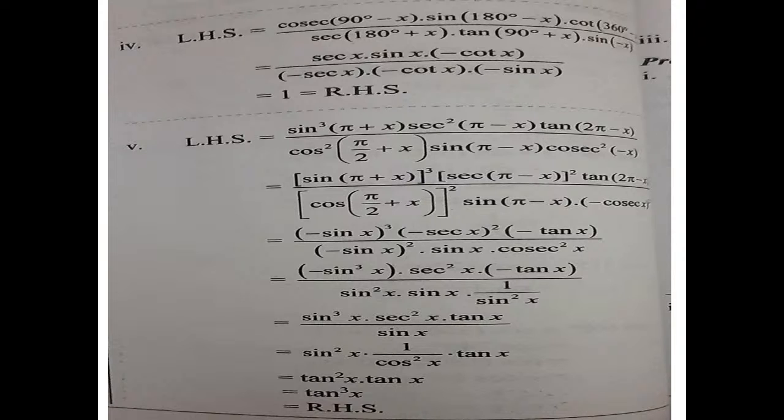Okay, am I audible? Am I audible? Screen is visible?